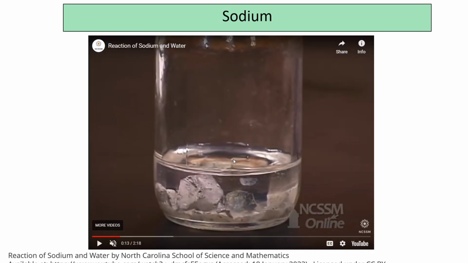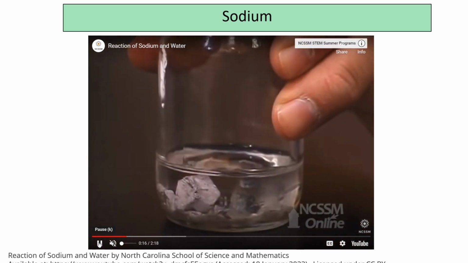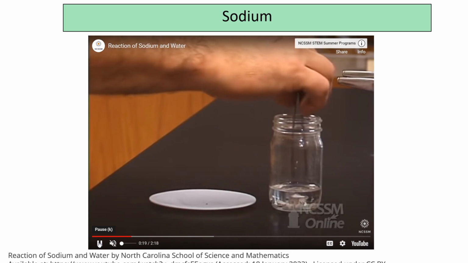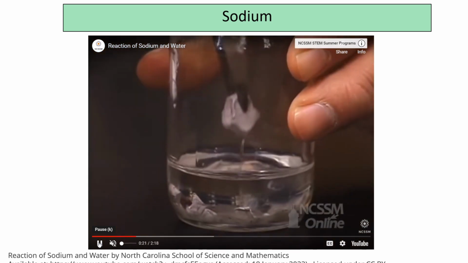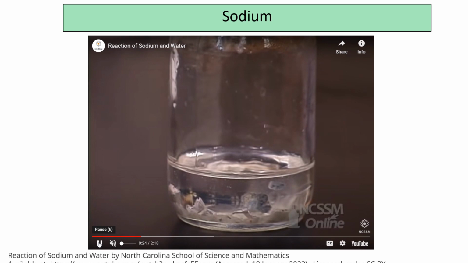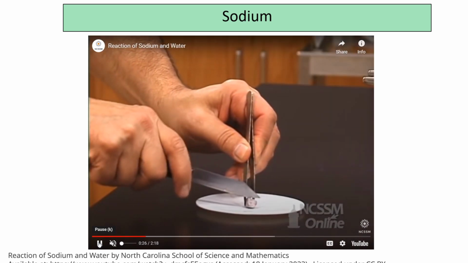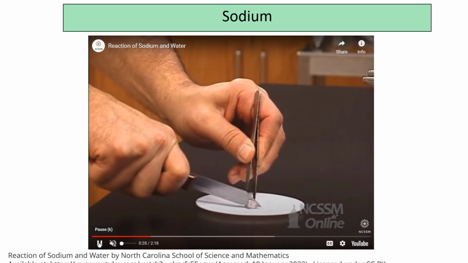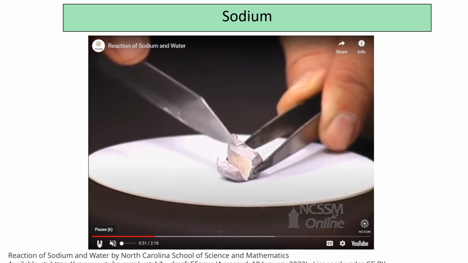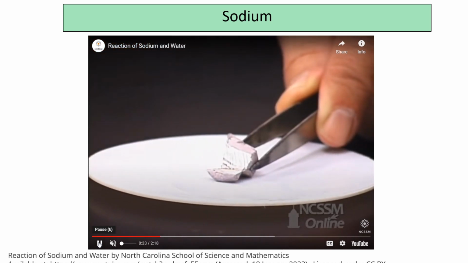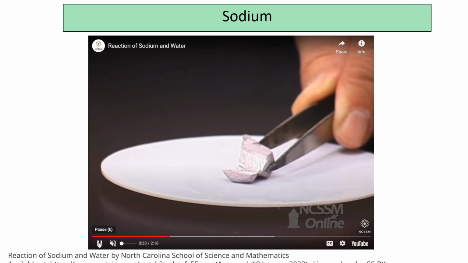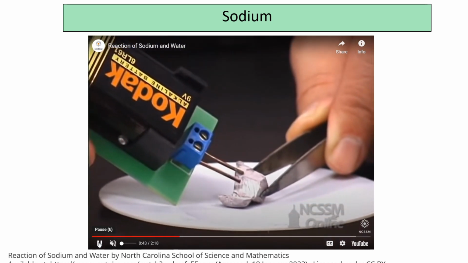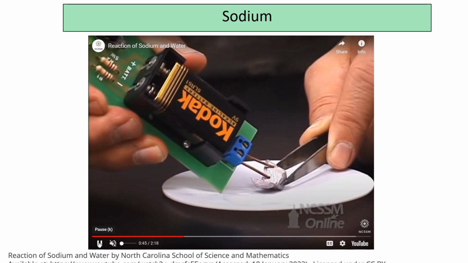Now let's look at sodium. Sodium, like lithium, is also kept under oil to reduce its reactions with oxygen in the air. Sodium is also very soft and can be cut by a knife, again revealing the shiny sodium on the inside. Sodium reacts much faster with the oxygen in the air and starts to tarnish very quickly to produce a black oxide layer, and again still conducts electricity as it's a metal.